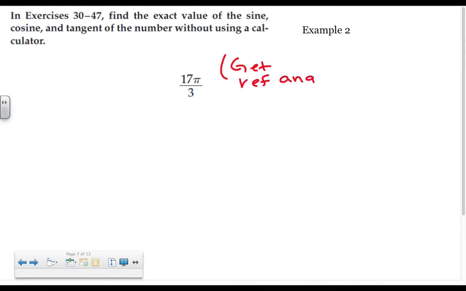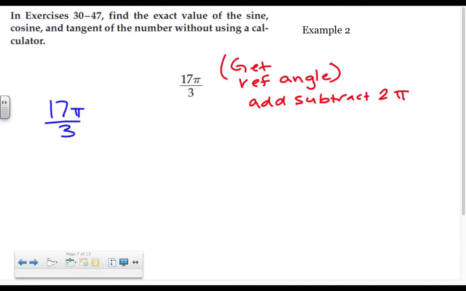We want to get the reference angle, so add or subtract 2 pi. It's positive, so we'll subtract it. So 17 pi over 3 minus 6 pi over 3 equals 11 pi over 3.